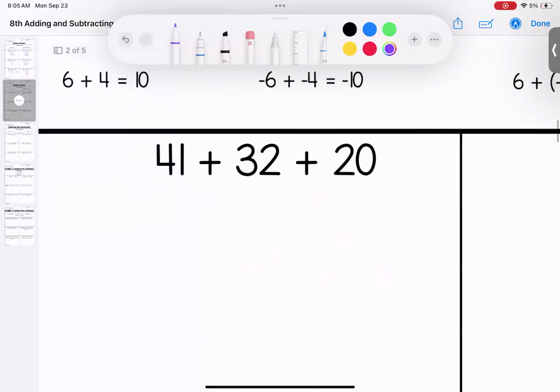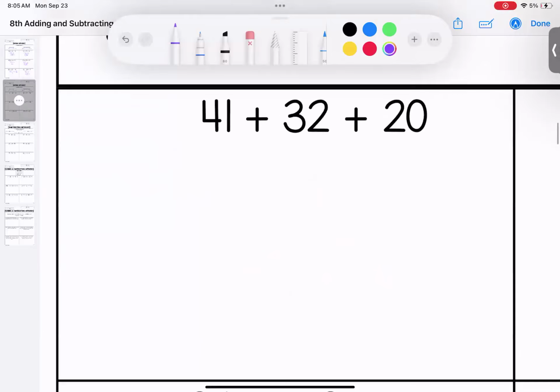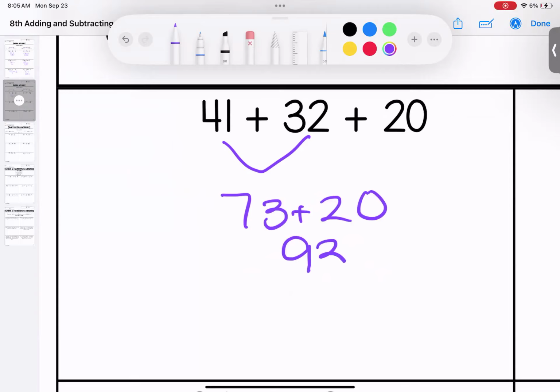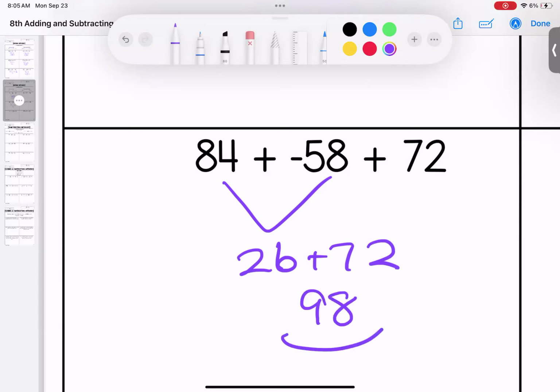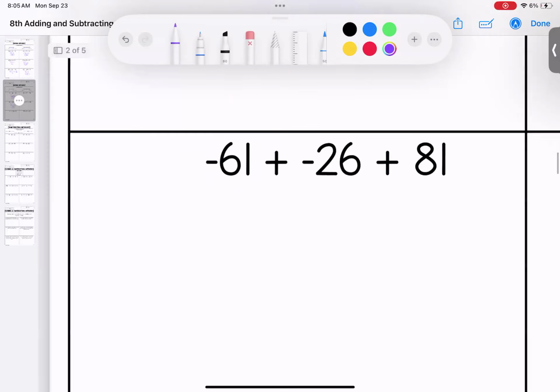All right, on to the second page, still looking at adding those integers. Same sign sum, 41 plus 32 is 73. Add 20 more, you're at 93, and that 93 is positive. Opposite sign subtract, or different sign difference. 84 minus 58 is 26. It's positive. 26 plus 72 is 98.